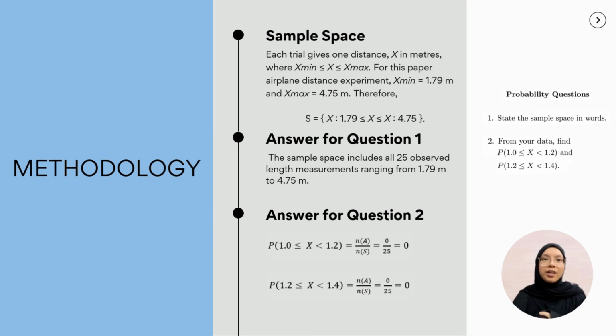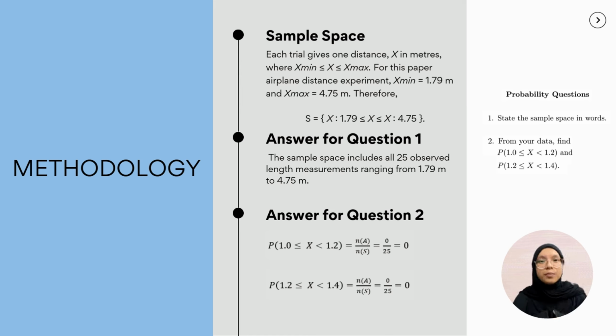On this slide, we have the sample space. Each trial gives one distance x in meters, where x minimum is less than or equal to x, and x is less than or equal to x maximum. For this paper airplane distance experiment, x minimum equals 1.79 meters and x maximum equals 4.75 meters. Therefore, S is the set of all x such that 1.79 is less than or equal to x and x is less than or equal to 4.75.